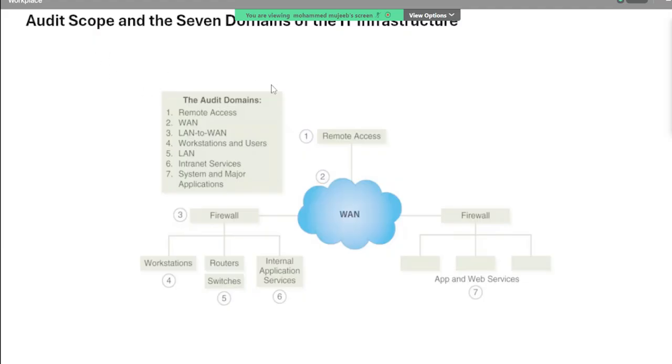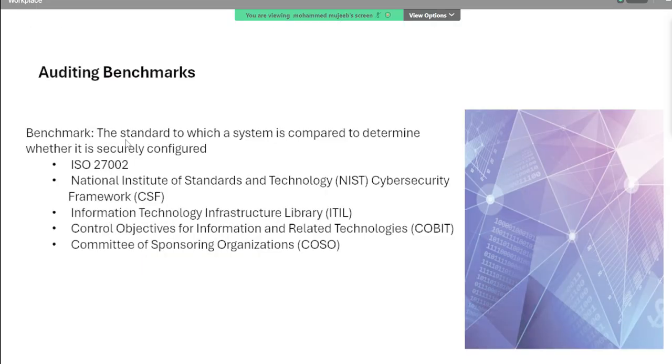So basically, again, there is a diagram of all the audit scope. I'm not going to go over the diagram. We already talked about it in detail, like remote access, firewall, and all. You take a look at it when you have audit benchmarks. So you can see these are the benchmarks for audits. ISO 27002 is the most common control. Most SOC 2 audits are based on ISO 27002.